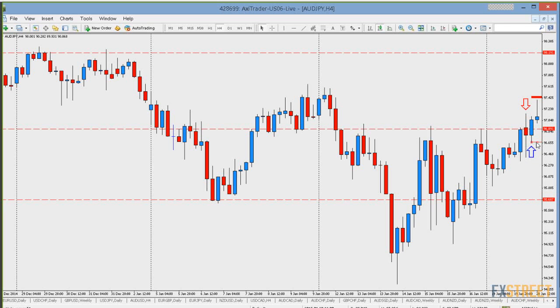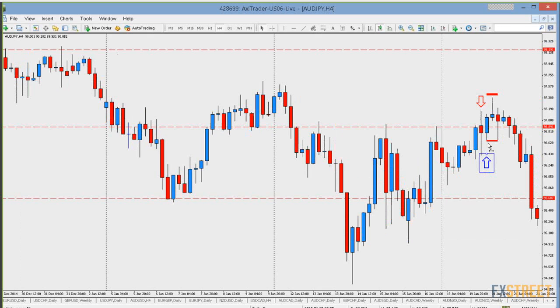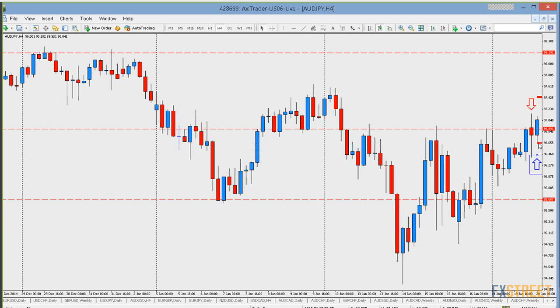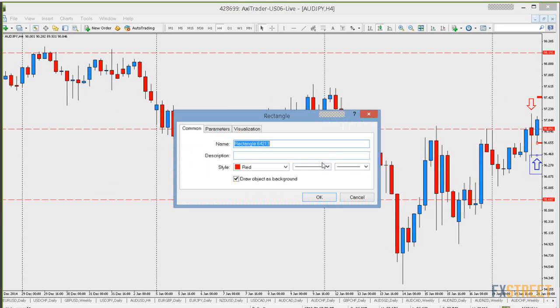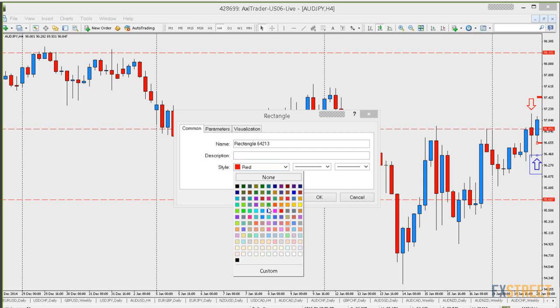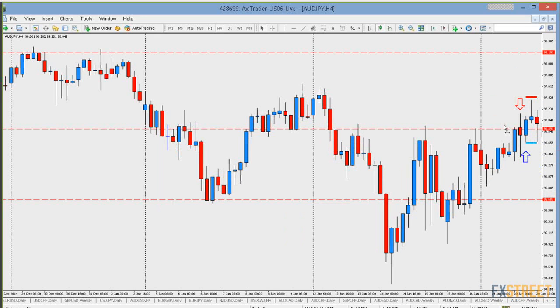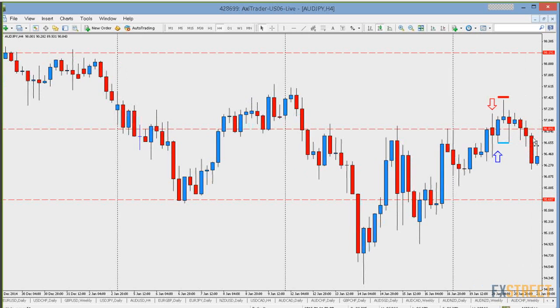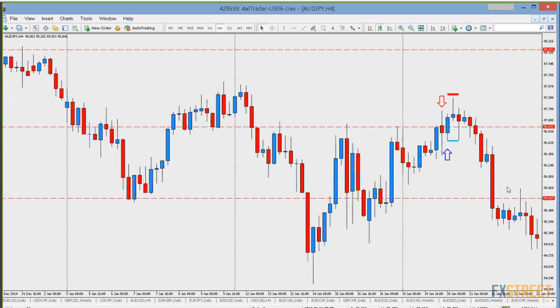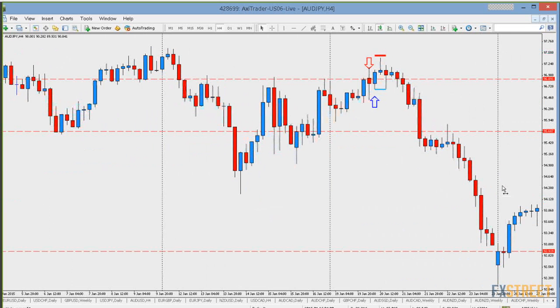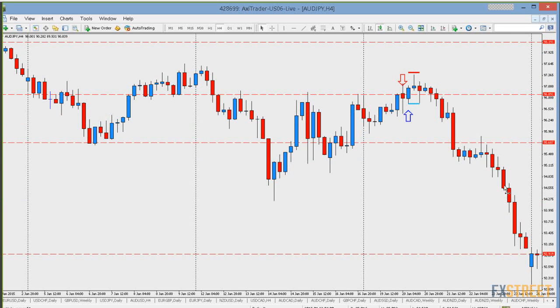I know it's red, but whoops, I didn't want to give you the sneak peek of the future there. Okay, so there's my blue entry order right there, and you can see, bam, the market does in fact trigger it on the next candle, and then it falls all the way down to the next zone down here, and it even goes further than that. But that's not really that critical.